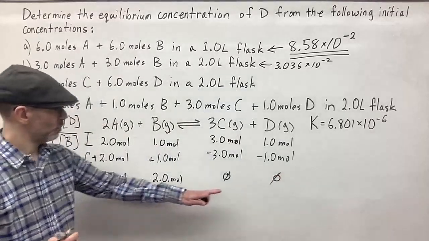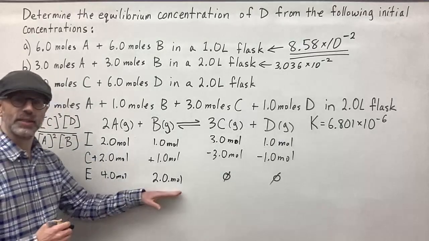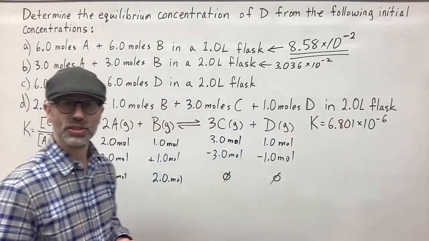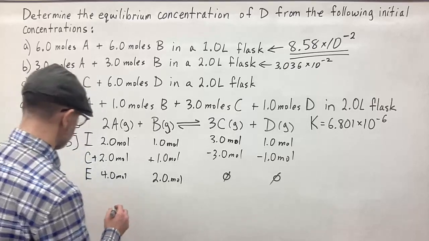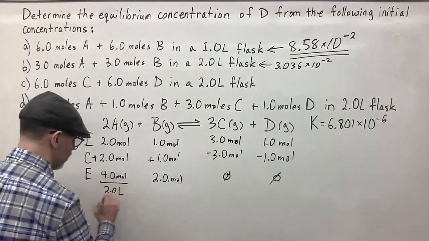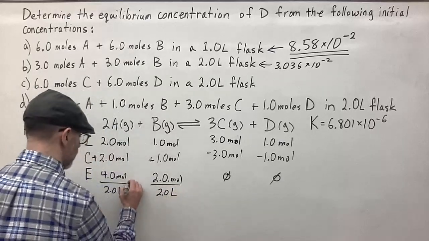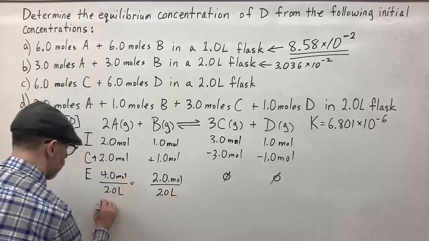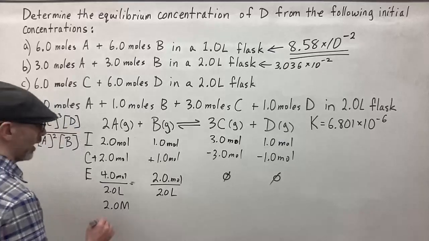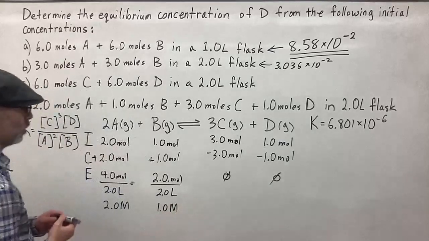So now we can go ahead and figure out what the concentration is using the liters of the flask, the volume of the flask. So we can now divide this by 2 liters, and divide this by 2 liters, and here we're going to get 2.0 molar for A and 1.0 molar for B.